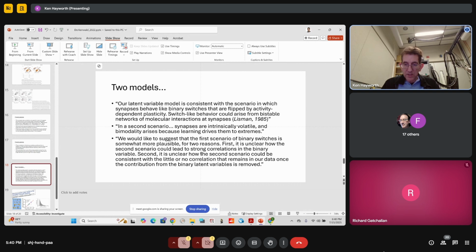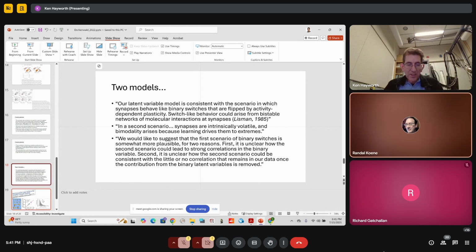We'd like to suggest that the first scenario of binary switches is somewhat more plausible for two reasons. First, it is unclear how the second scenario could lead to strong correlations in the binary variable. If you're just shoving all the synapses to their extremes, it's not clear that you would get a correlation with a binary variable. Second, it's unclear how the second scenario could be consistent with little or no correlation that remains in our data once the contribution of that binary latent variable is removed. So they argue that more research needs to be done, essentially.